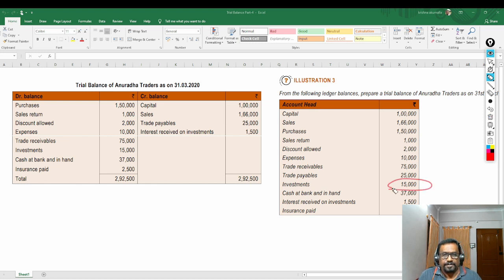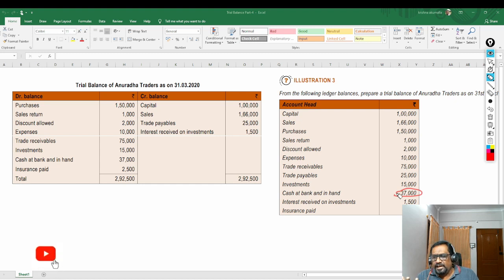Investments 15,000. Investments are an asset, current asset. All assets are debit balances. So investment should go to debit side of the trial balance. So debit side we updated. Next, cash at bank and cash in hand.